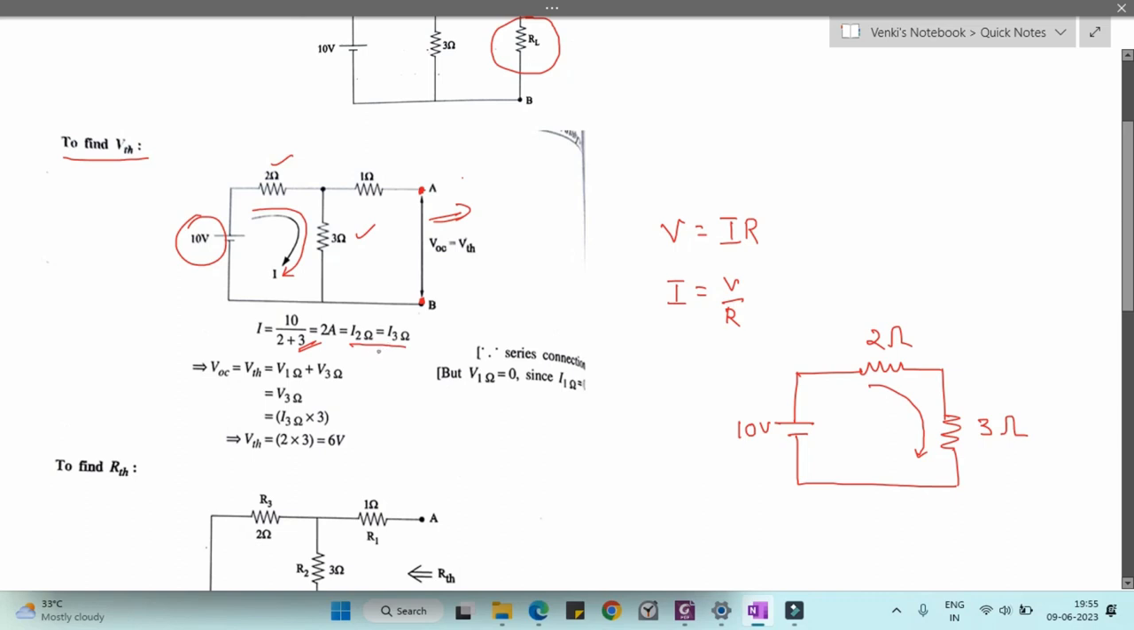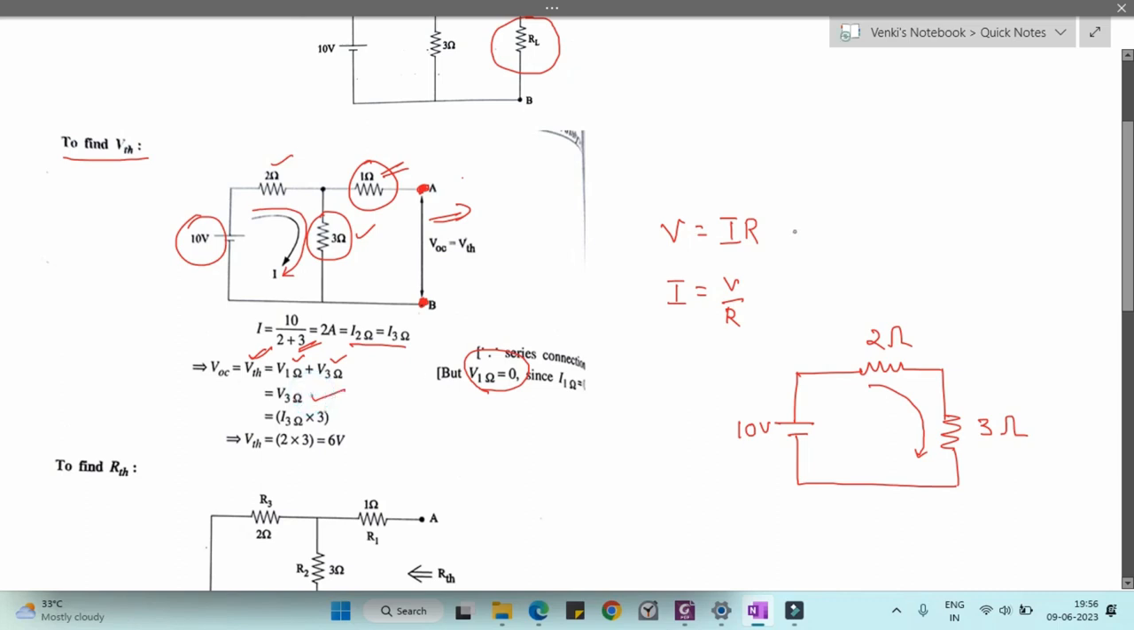Now we have calculated the current value. Next, what do we need to calculate? We need to calculate the voltage across these AB terminals, that is the V Thevenin. The V Thevenin voltage is the voltage of this resistance plus this resistance. But if AB is open circuit, there is no voltage across this 1 ohm resistor. That's why the voltage across the 1 ohm resistance will be 0.